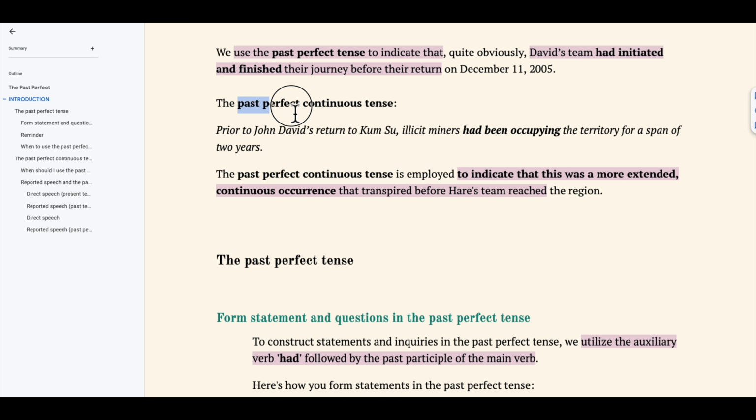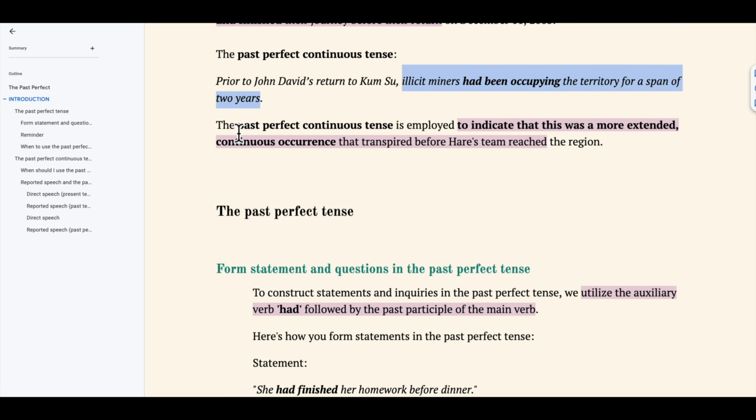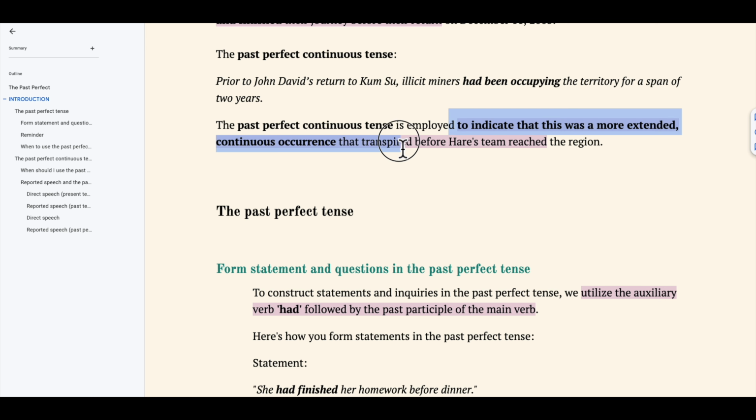Now, moving on to the past perfect continuous tense. For example, prior to John Hare's return to Kumsu, illicit miners had been occupying the territory for a span of 2 years. The past perfect continuous tense comes in handy when we want to indicate that this was a more extended, continuous occurrence that happened before Hare's team reached the region.